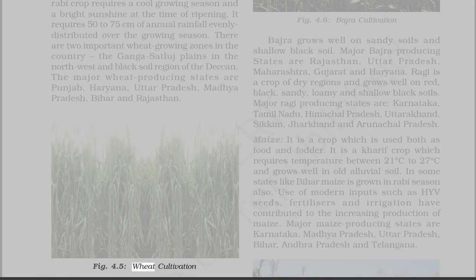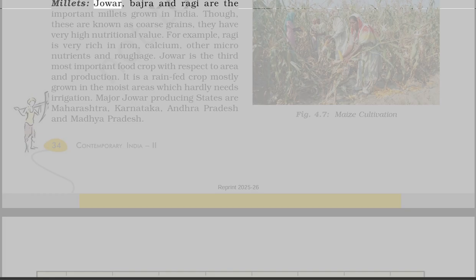Fig 4.5, wheat cultivation. Millets: jowar, bajra, and ragi are the important millets grown in India. Though these are known as coarse grains, they have very high nutritional value. For example, ragi is very rich in iron, calcium, other micronutrients, and roughage. Jowar is the third most important food crop with respect to area and production. It is a rain-fed crop mostly grown in the moist areas which hardly needs irrigation. Major jowar producing states are Maharashtra, Karnataka, Andhra Pradesh, and Madhya Pradesh.